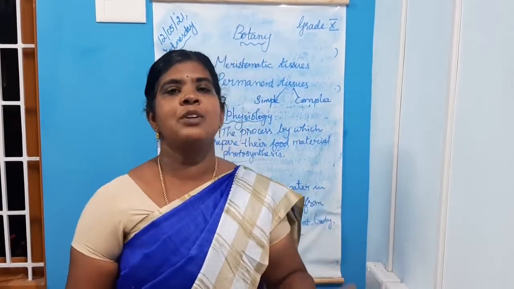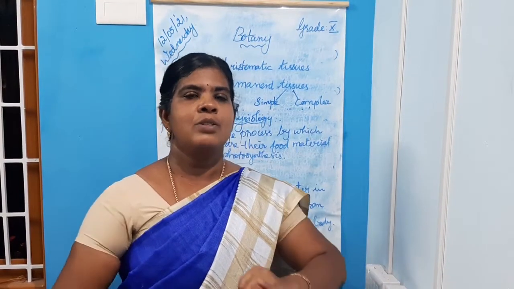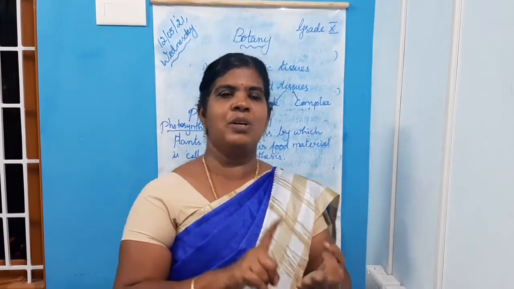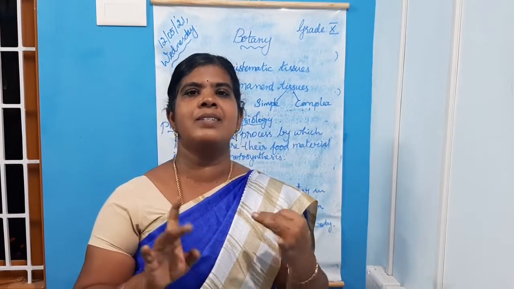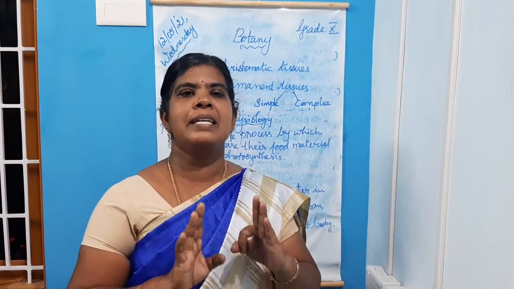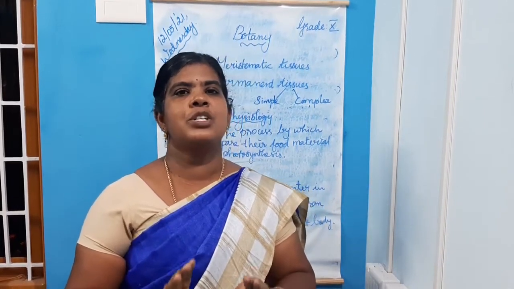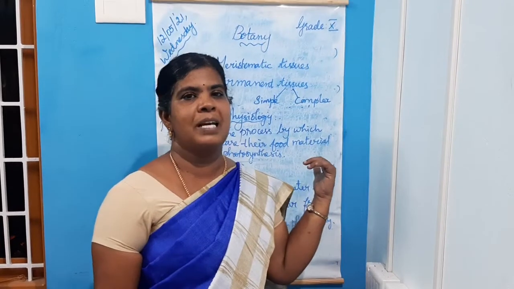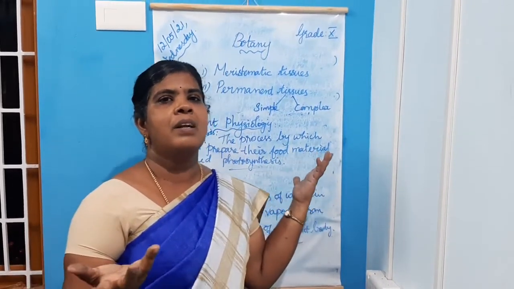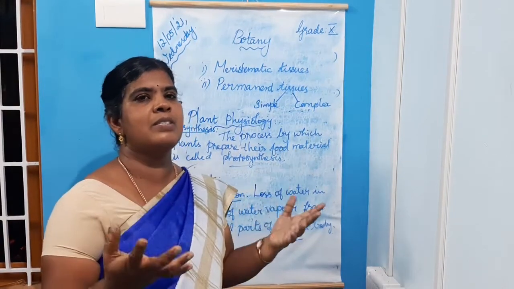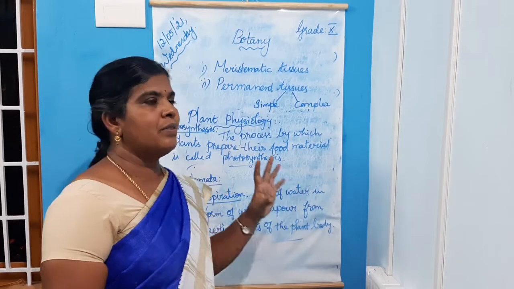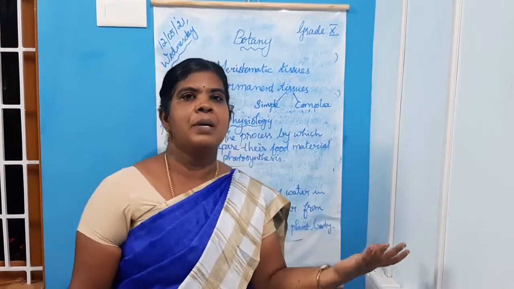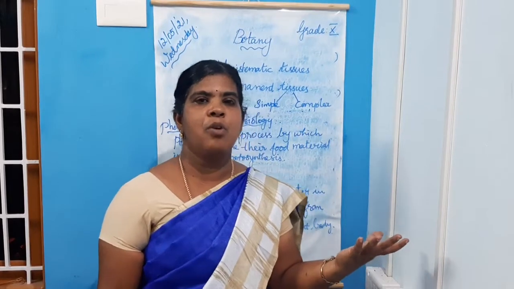I gave you the definitions, children. You must read and learn them. You must know what is plant morphology, what is plant anatomy, what is plant physiology. Plant morphology is the study of the external structure of plants. Plant anatomy is the study of the internal structure of plants. Plant physiology is the study of functional aspects of plants. Photosynthesis, respiration, transpiration are the physiological aspects.